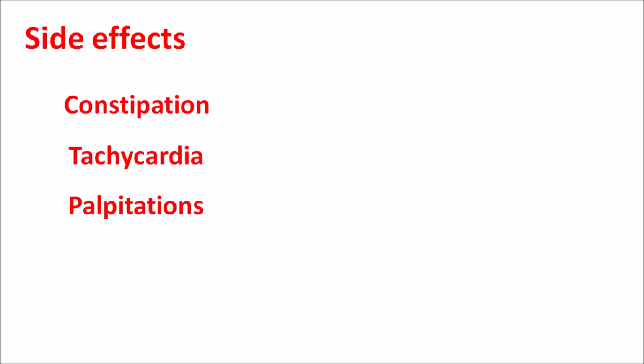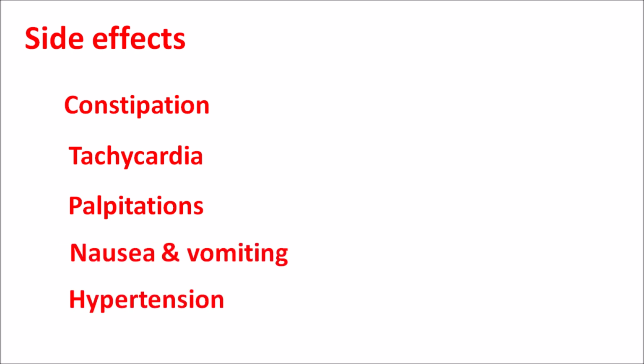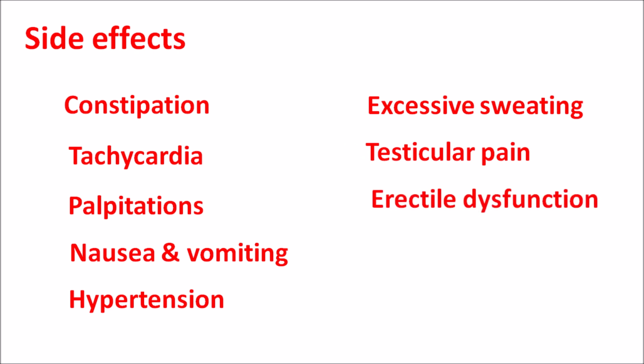What are the side effects? The important side effects mainly include constipation, tachycardia, and palpitations. It can also induce nausea and vomiting. Hypertension, an increase in the blood pressure as well as heart rate, can be observed. Excessive sweating can be observed with this drug. This drug can also precipitate testicular pain, erectile dysfunction, and ejaculatory problems. Other side effects mainly include flushing and loss of appetite with this levomilnacipran.